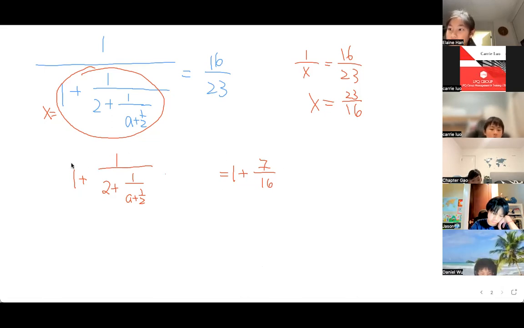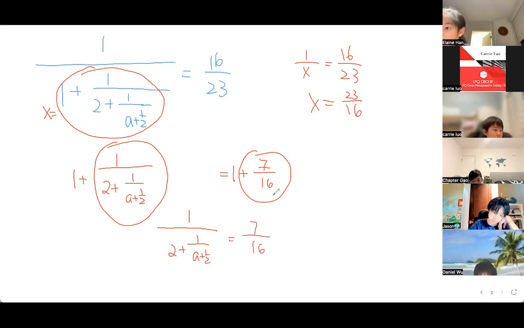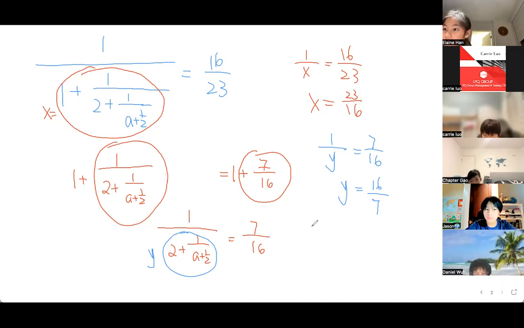Now I block this one, we don't need it anymore, right? So if we have 1 plus something equals 1 plus something, then this part and this part are equal. Correct, chapter? So I don't need this 1 plus, so 1 over 2 plus 1 over a plus half equals 7 over 16, correct? So now I'm going to name this whole thing as y. So 1 over y equals 7 over 16. So y equals what, chapter? 16 over 7. Very good.